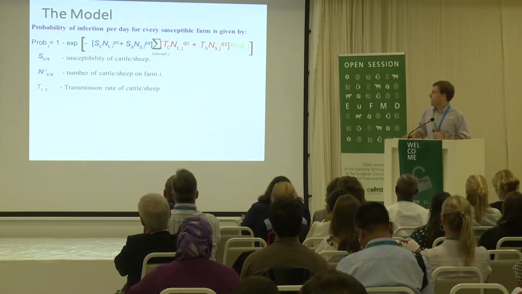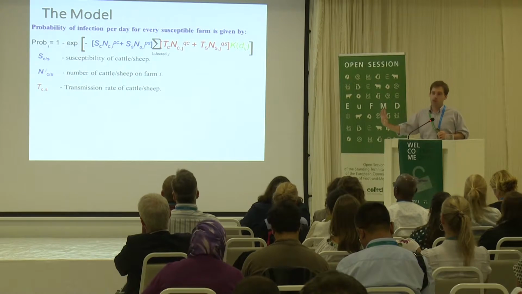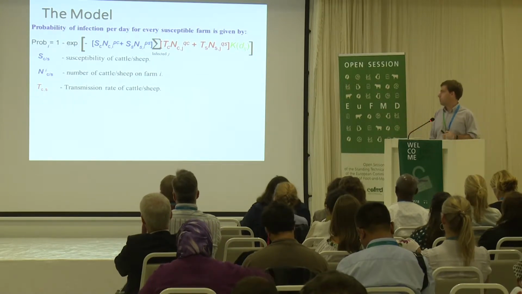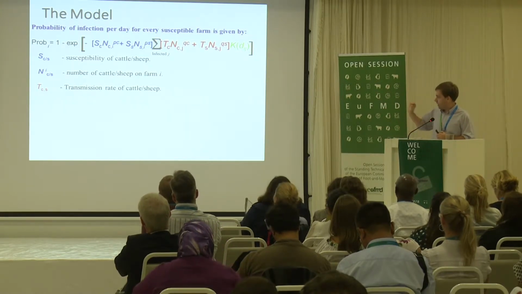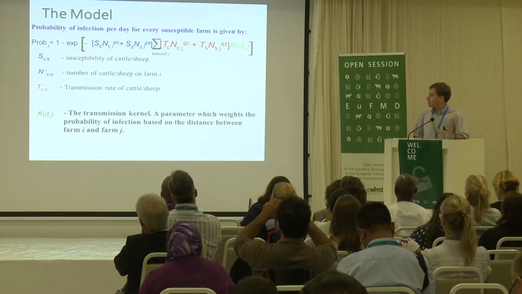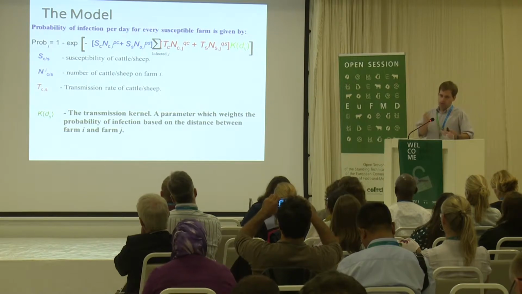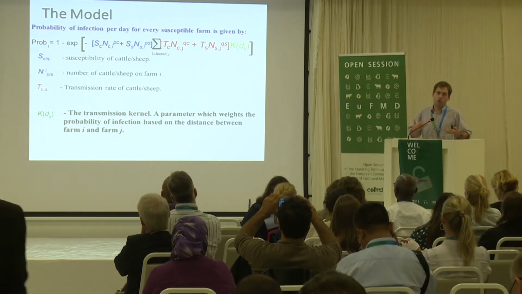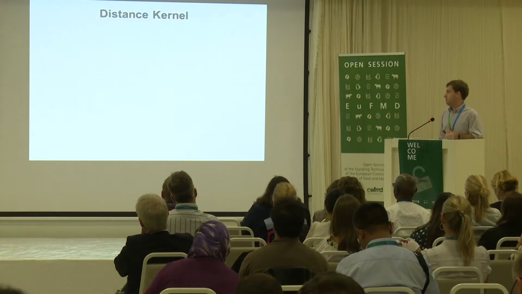That's an equation. If you're interested in the maths, come and talk to me. I'm not going to break down all the terms. But what I really want to think about is this final component, which is the distance kernel, which essentially weights the probability of infection based upon this distance. And this is sort of our classical way that we would model in an epidemic setting.